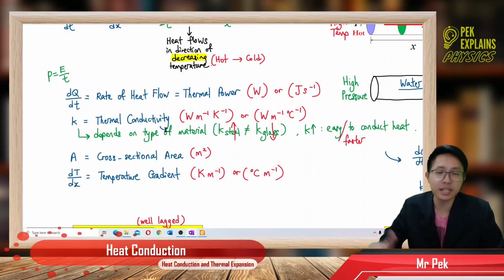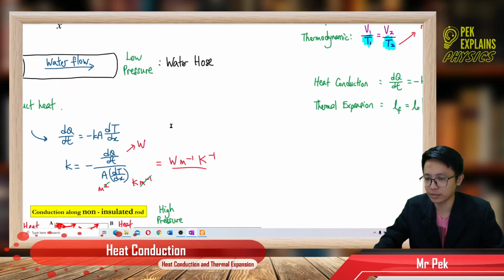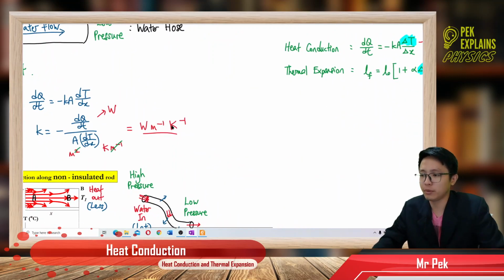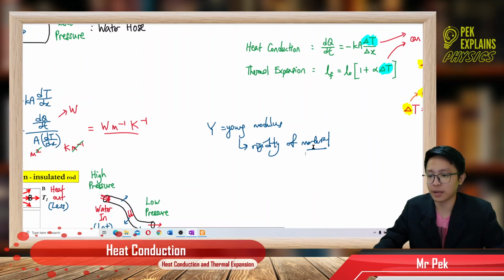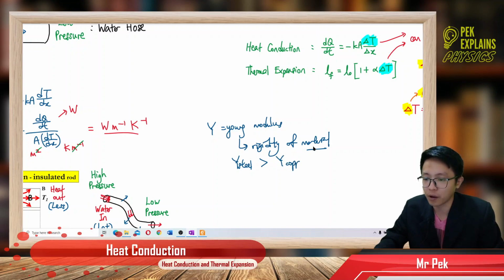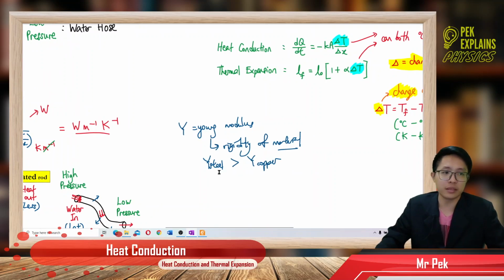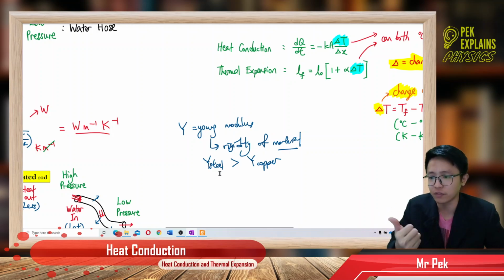Remember, it's just like the Young modulus. Still remember the Young modulus? This one is called the rigidity of a material. It also depends on the type of material. For example, the Young modulus for steel is higher than the Young modulus for copper, because we know that steel is very stiff, very hard.